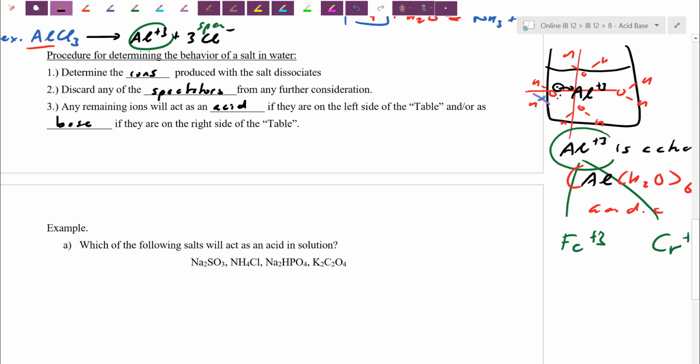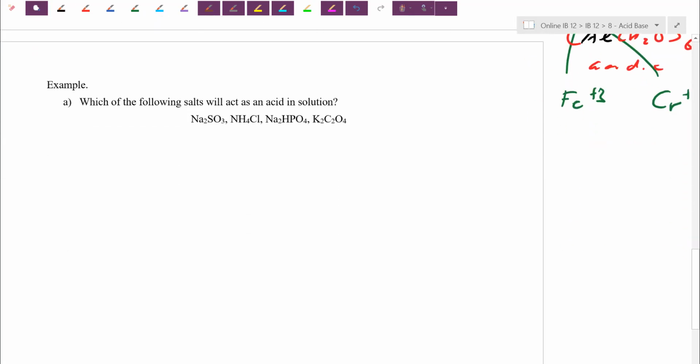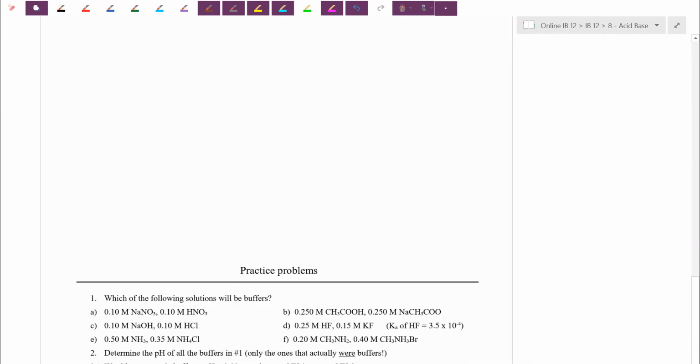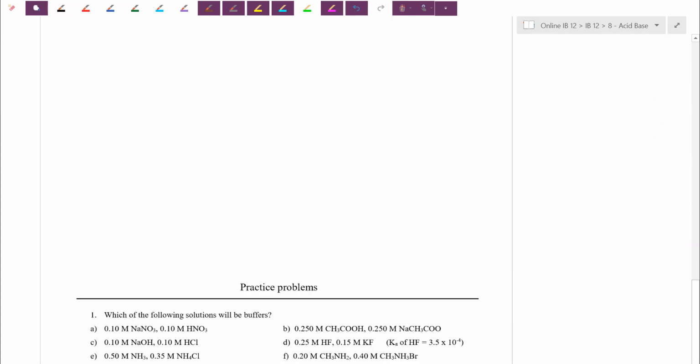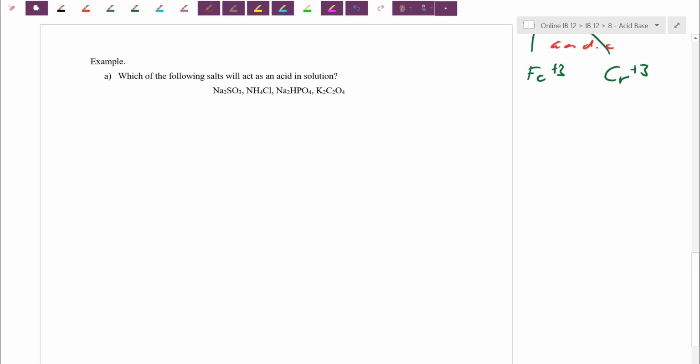Okay, so let's just do them all together here on the back side. You have a bunch more salts down here to figure out the hydrolysis. But let's start off here. Which of these following salts will act as an acid in solution? First thing they're emphasizing is these are all salts. Salts are just any generic ionic compound. Salts have no business being acid or base. There's no reason they need to release H+ or hydroxide. Let's just go through this procedure one by one.